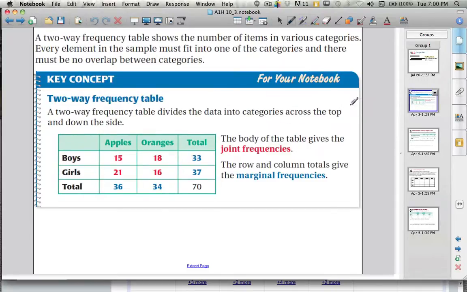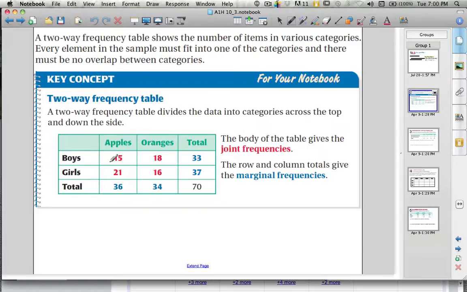This is a two-way frequency table. And what this shows is the feelings or the preferences of boys and girls for apples and oranges. Pretty straightforward. So you can see that we have a total of 33 boys, 15 of them prefer apples and 18 of them prefer oranges. We have a total of 37 girls, 21 of them prefer apples and 16 of them prefer oranges.